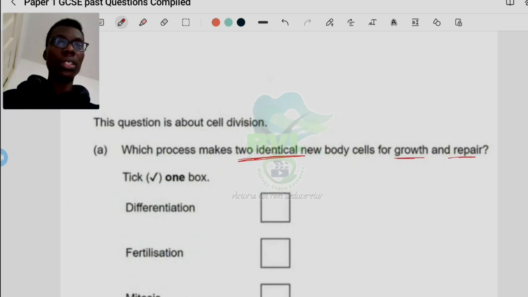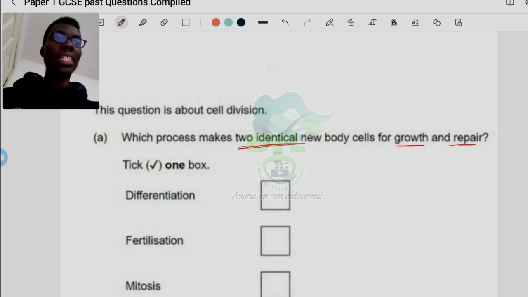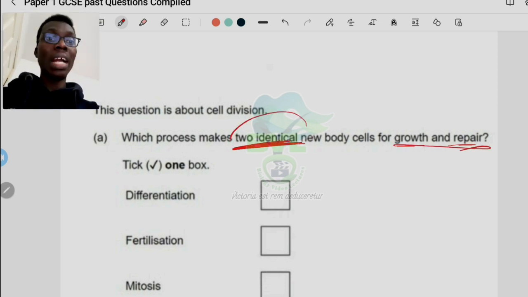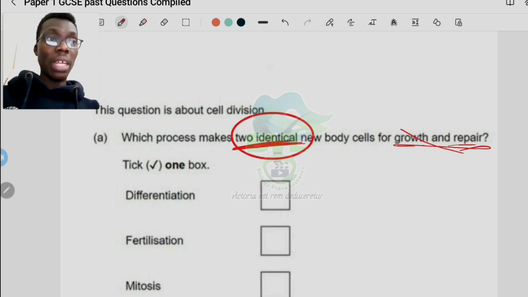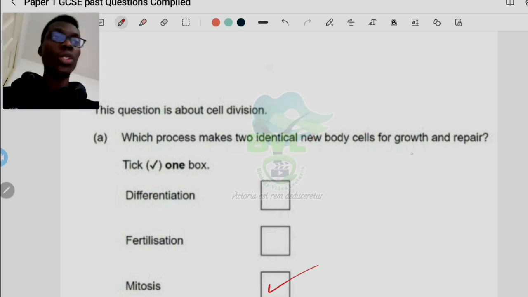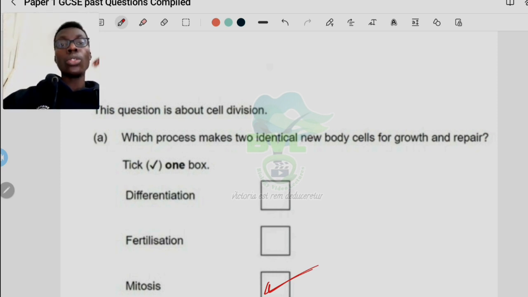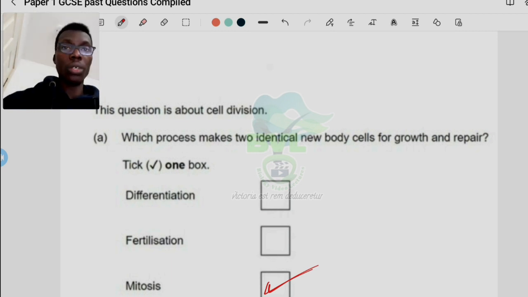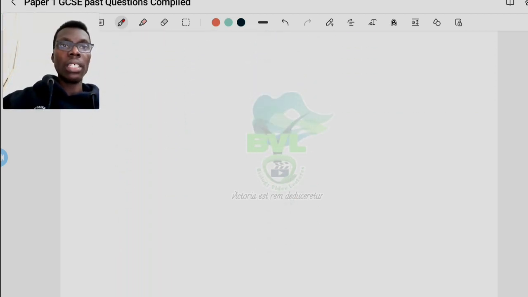This question is about cell division. Which process makes two identical new cells for growth and repair? Well, for two identical cells, or even growth and repair, if you only have either of these, you're still good to pick mitosis, because mitosis is the only cell division that we use to grow in size and also to repair damaged cells.